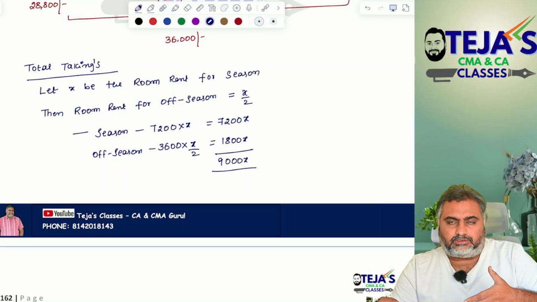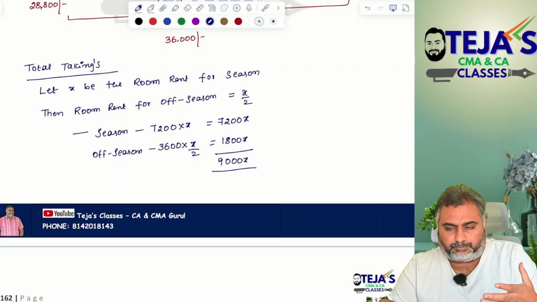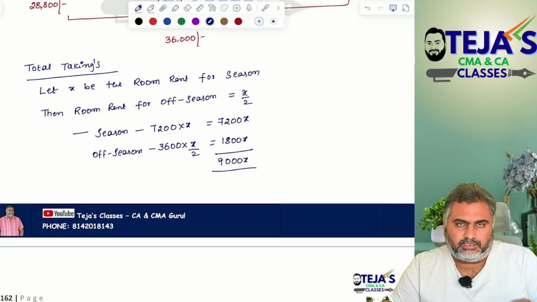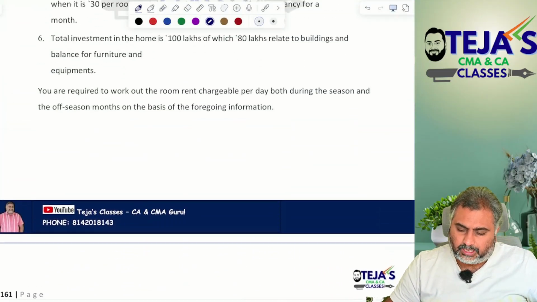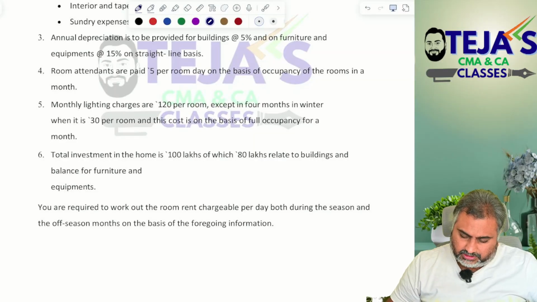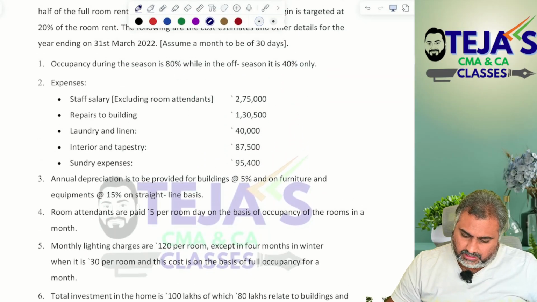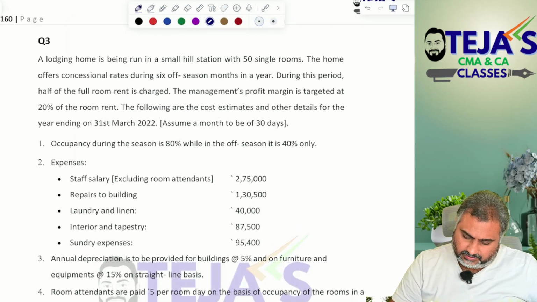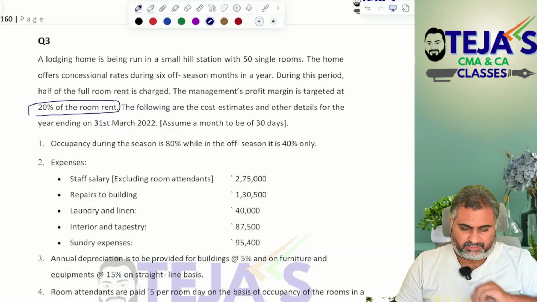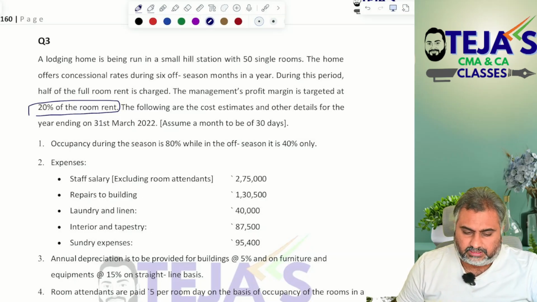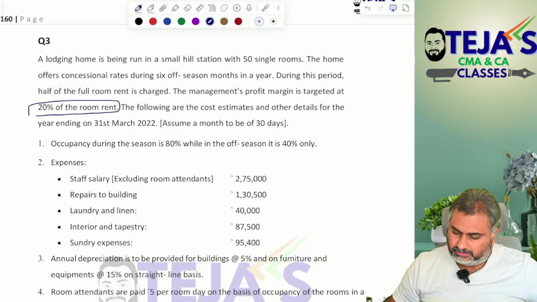Now this is based on rent. I calculated based on room days point of view. I calculated total takings. This one I will equal to my total takings by using cost information, because cost information is already provided in the question. See how much profit they want to charge, 20% on management profit. So now by using the given things, I am able to calculate.